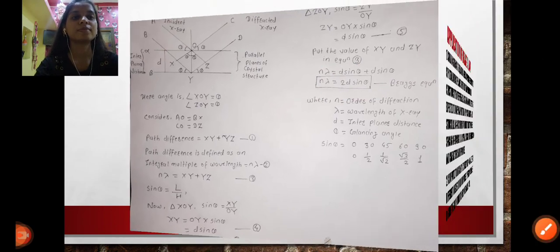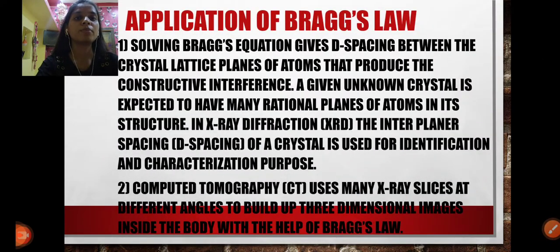Then, applications of Bragg's law. Bragg's law is used for many purposes. Solving the Bragg equation gives the d spacing between the crystal lattice planes of atoms that produce the constructive interference. A given unknown crystal is expected to have many rational planes of atoms in its structure. In X-ray diffraction, the interplanar spacing of a crystal is used for identification and characterization purposes.